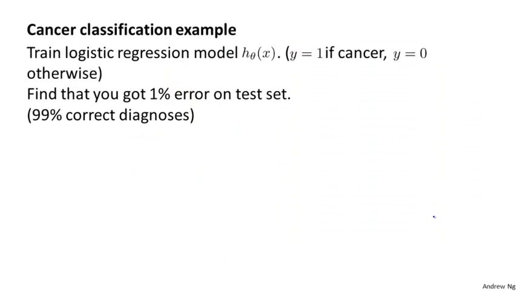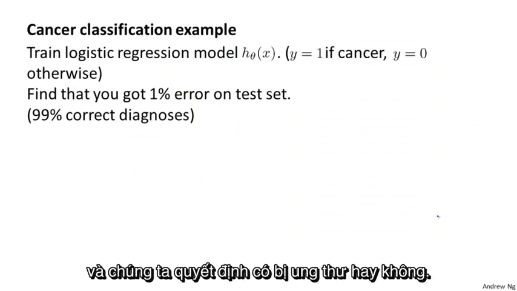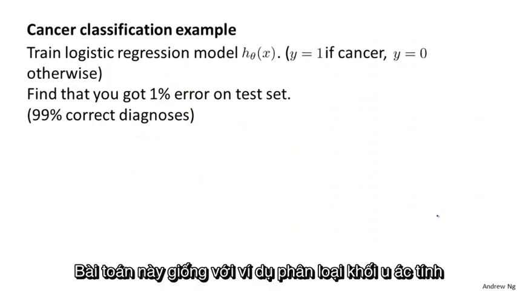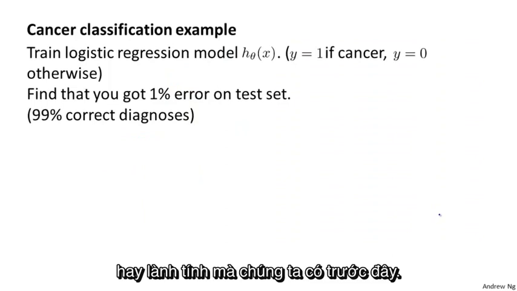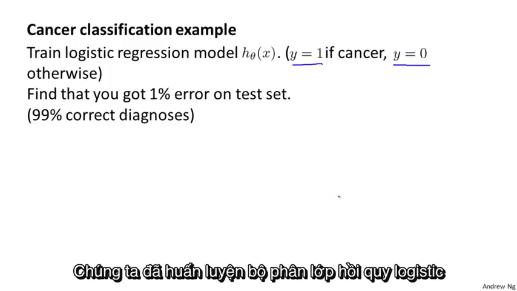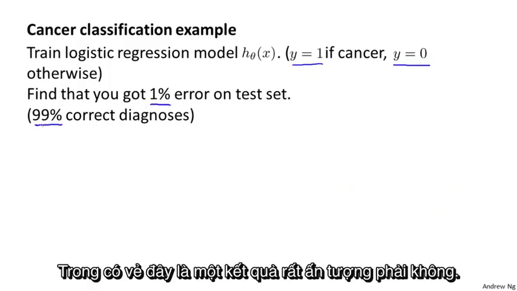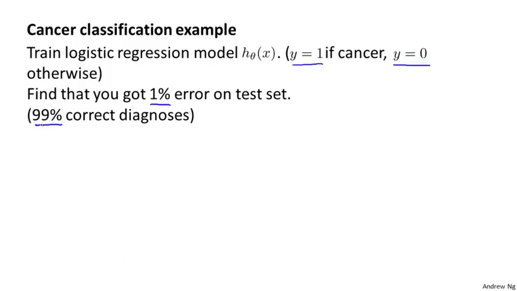Consider the problem of cancer classification, where we have features of medical patients and we want to decide whether or not they have cancer. So this is like the malignant versus benign tumor classification example that we had earlier. Let's say y equals 1 if the patient has cancer and y equals 0 if they do not. We might train a logistic regression classifier, and let's say we test our classifier on a test set and find that we get 1% error. So we're making 99% correct diagnoses. Seems like a really impressive result, right? We're correct 99% of the time.